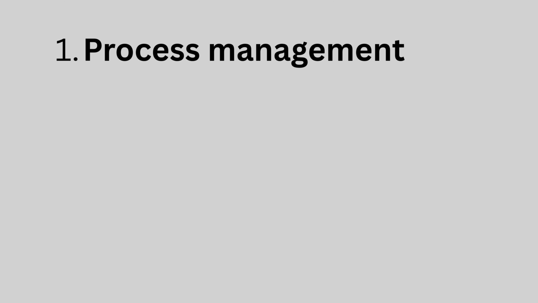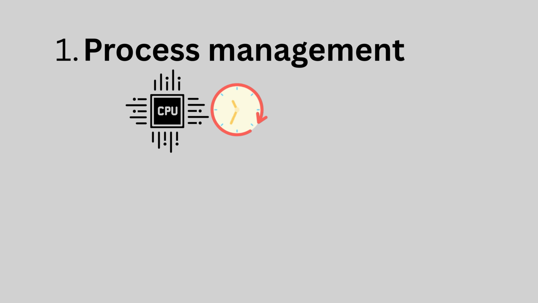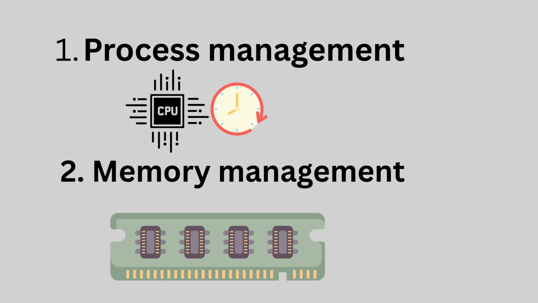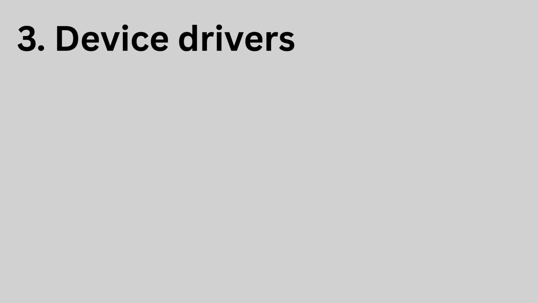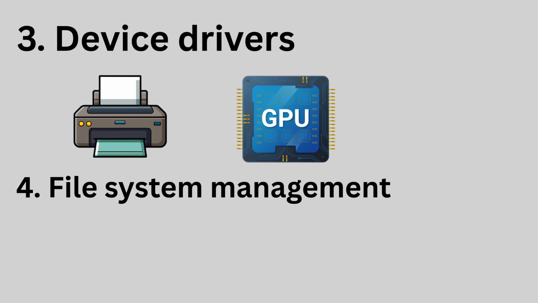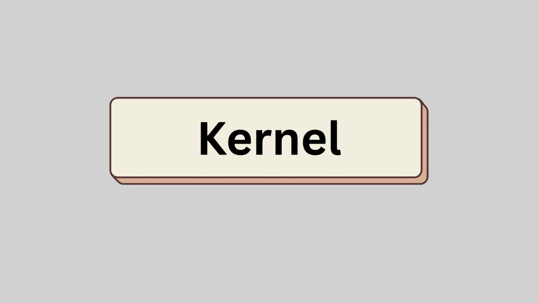process management, deciding which apps get CPU time; memory management, allocating RAM for your programs; device drivers, letting your OS talk to your printer or GPU; file system management, organizing your files on disk. The kernel is modular, meaning you can add or remove features like drivers without rebooting. And it's open source, so developers worldwide keep it evolving.